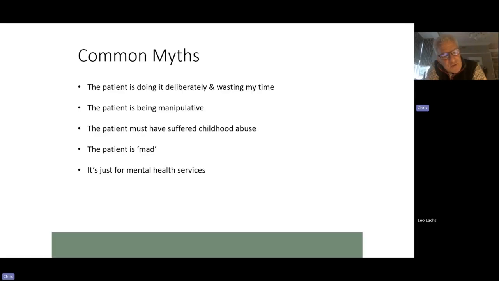MAD is a word I tend to avoid, and my psychiatric colleagues similarly. It's just not helpful. And over the years, it's become very apparent that this is neither the sole domain of mental health services nor neurology. And really, that's where we're trying to go with services for such patients.